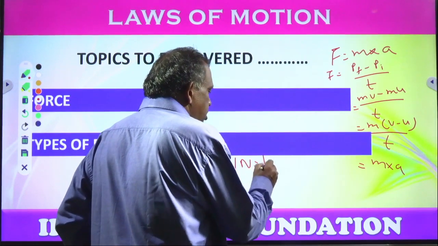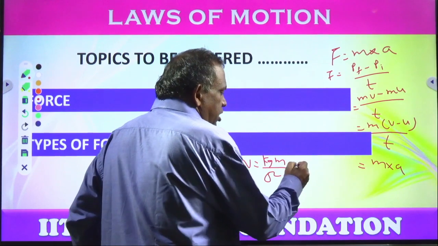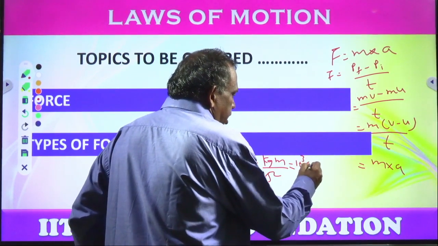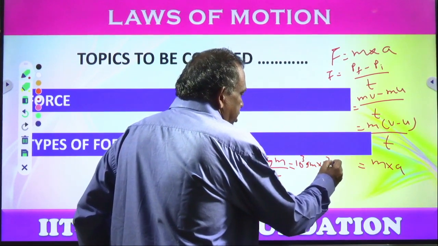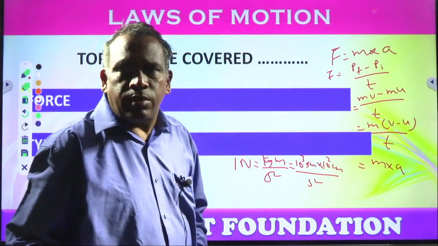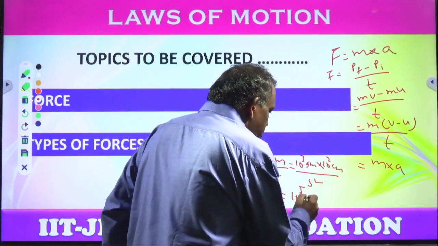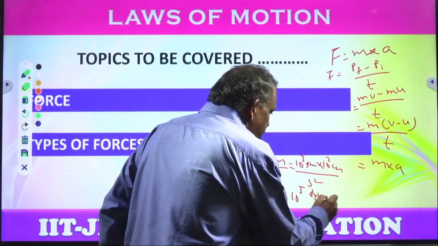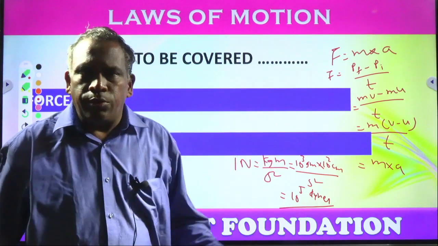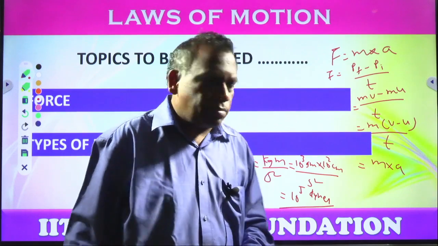1 Newton is 1 kg meter per second square. A kg is 1000 grams and a meter is 100 centimeters, upon second square. Gram centimeter per second square is called dyne. So that is 10 power 3 into 10 power 2, which is 10 power 5 dynes. 1 Newton is 10 power 5 dynes. Newton is the SI unit of force and dyne is the CGS unit of force.